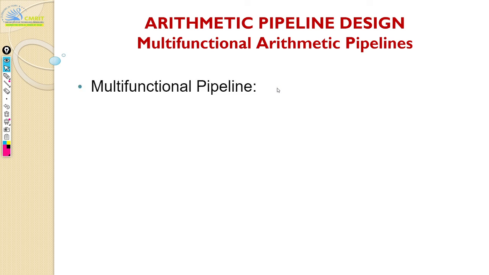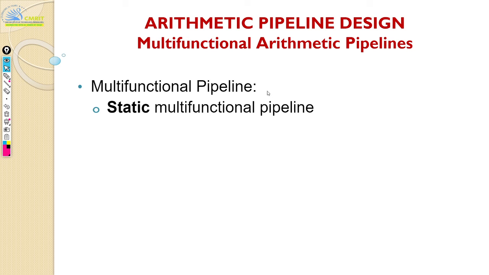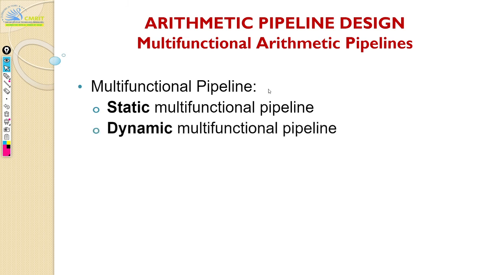So next we move on to the next topic. It's multifunctional pipeline. Multifunctional pipeline means you have your arithmetic logic unit, your ALU. In that ALU, you should have facility to do addition, multiplication, and whatnot, whatever operations you have. So you're going to pipeline it. How do we pipeline this is the question. One way to do it is static multifunctional pipeline, and the other one is dynamic multifunctional pipeline.